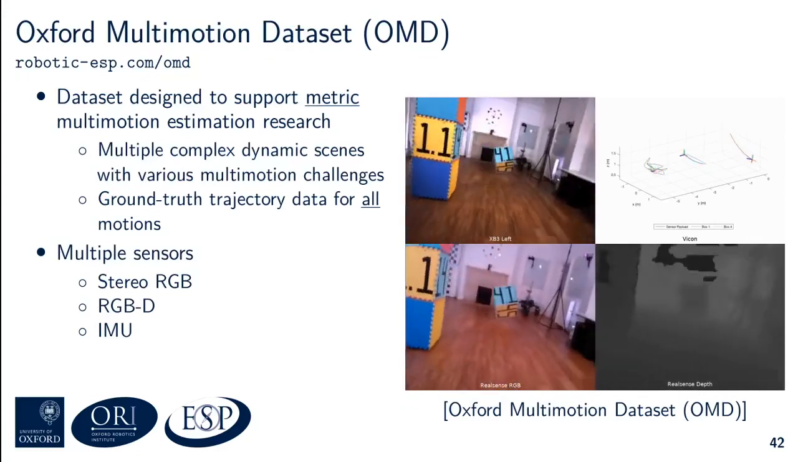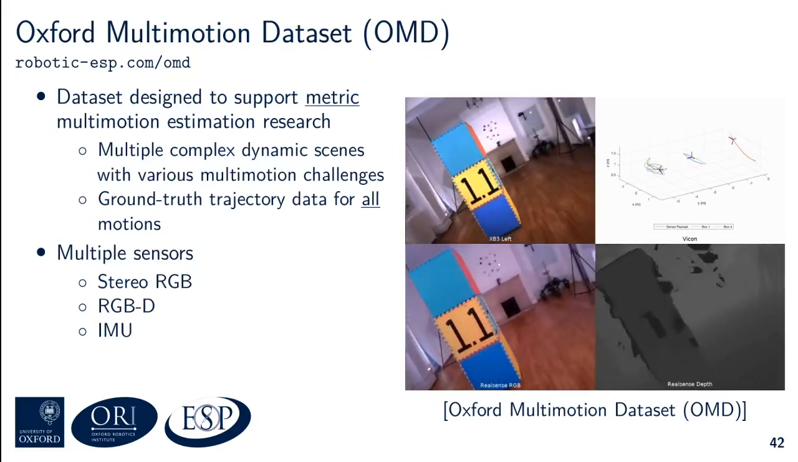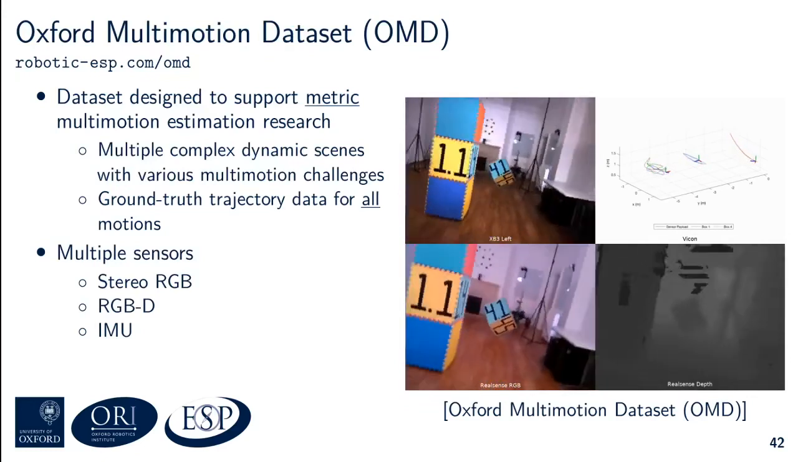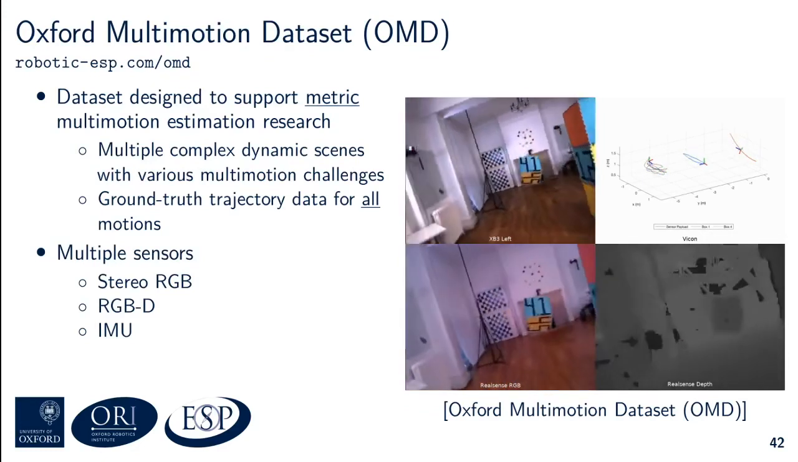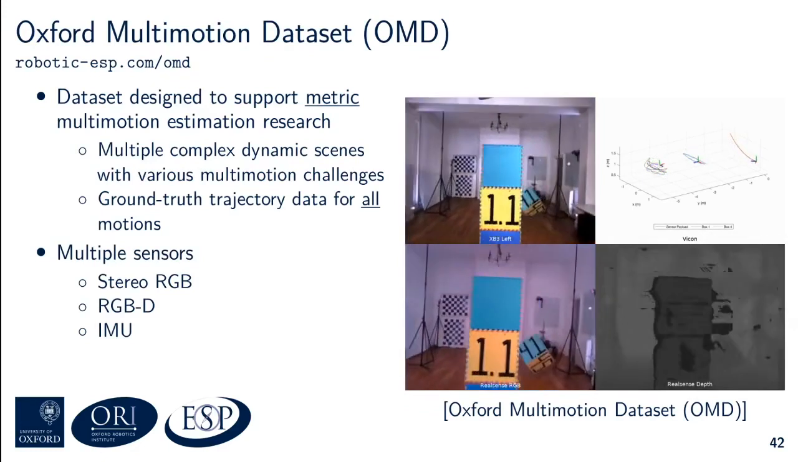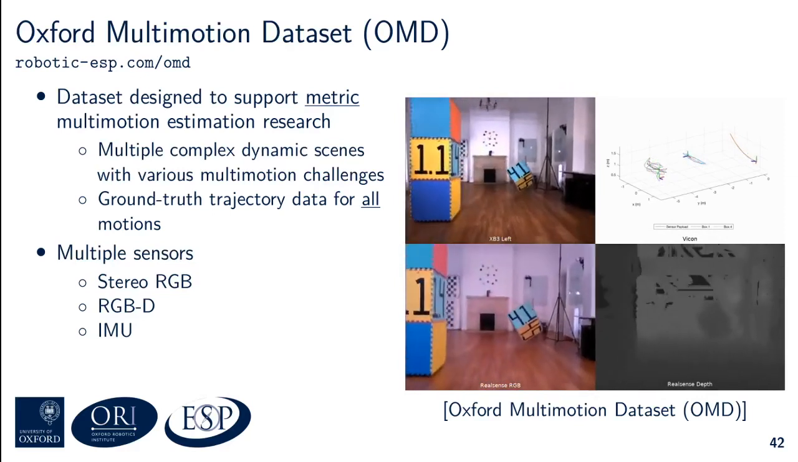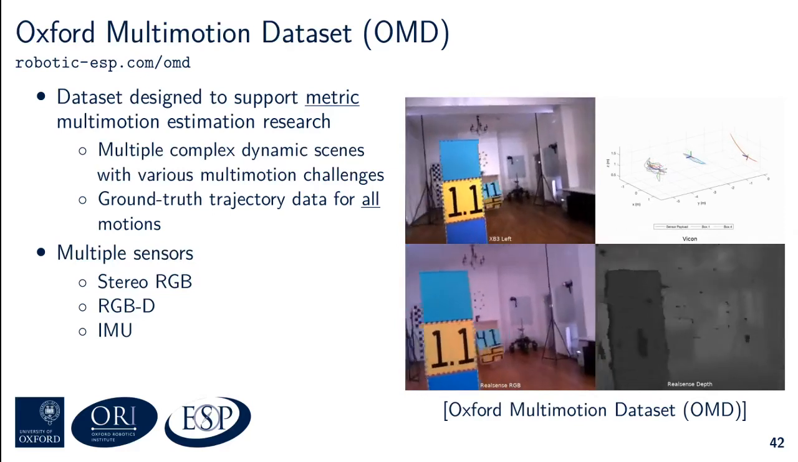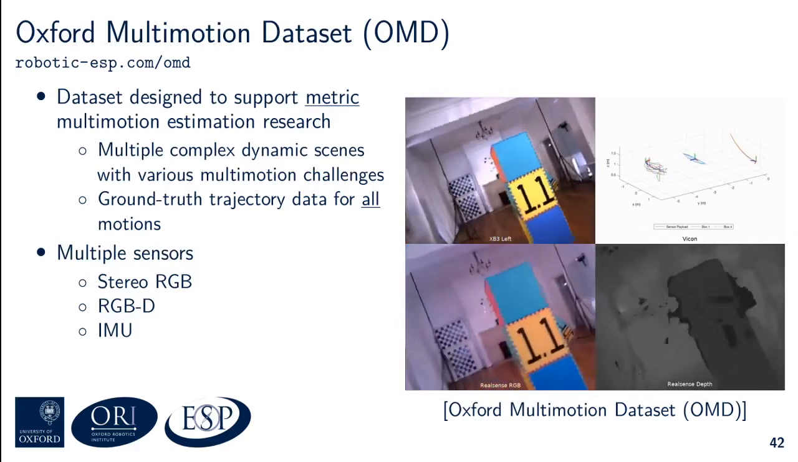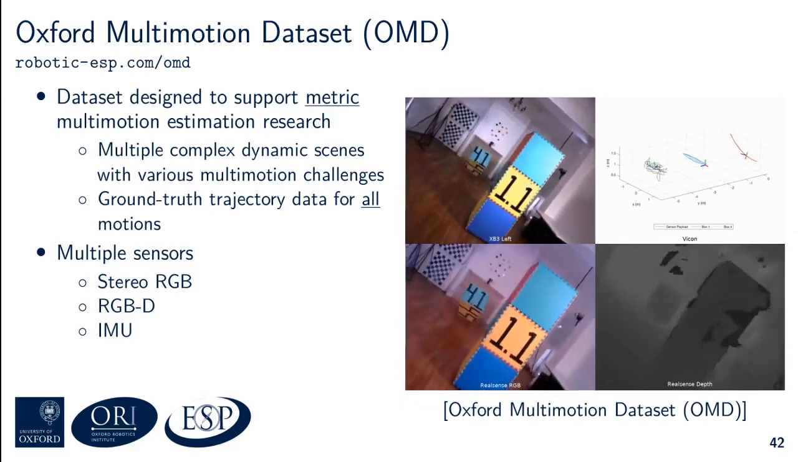The OMD consists of several complex dynamic scenes, each focused on a particular challenge inherent to multi-motion estimation, and includes ground truth trajectory data for every object in the scene, collected from a Vicon motion capture system. The sensor data was collected from multiple sensor archetypes, including stereo RGB and RGBD cameras, as well as an IMU. Many of the results shown here are run on segments from the OMD, and if you're interested in using the OMD for your own research, you can find it on our website.